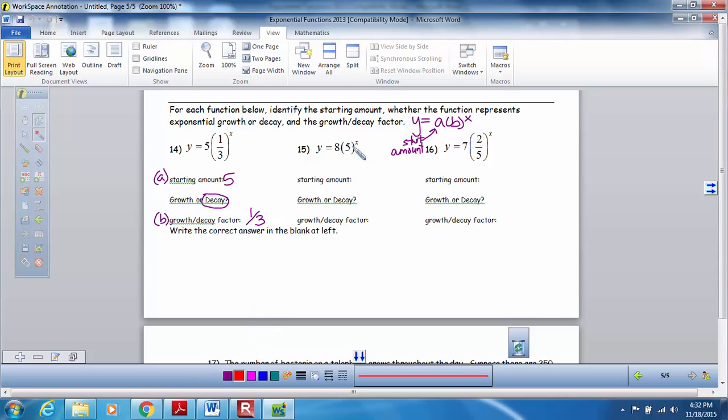Okay? So let's try 15 now that we know. Our starting amount is always a, so our starting amount here is 8. Is 5 bigger than 1? Yep. So that would be a growth factor. And then our growth factor is simply our b, which is 5. So I think you guys can probably do 16 now.